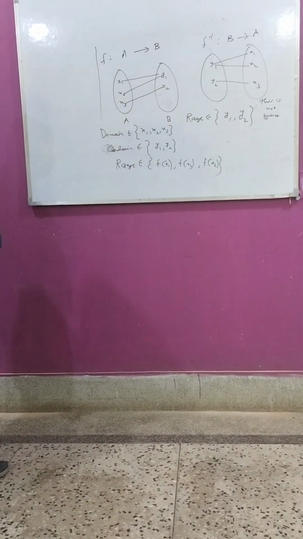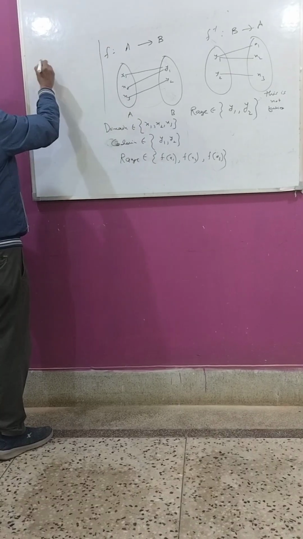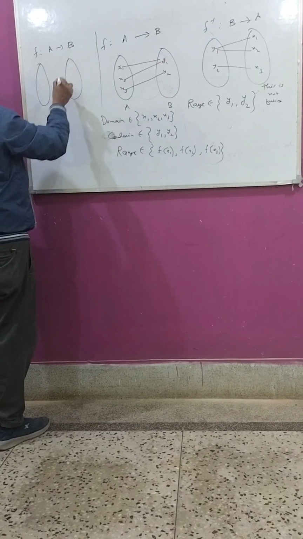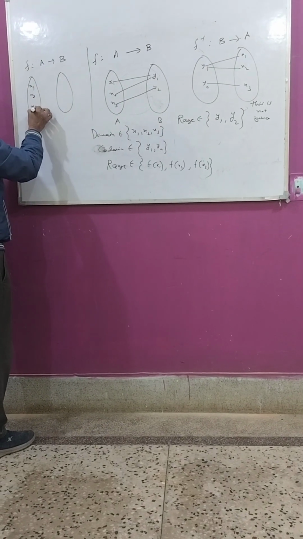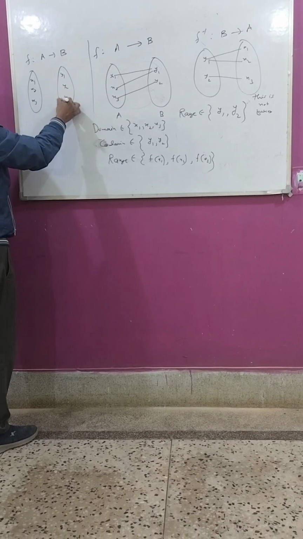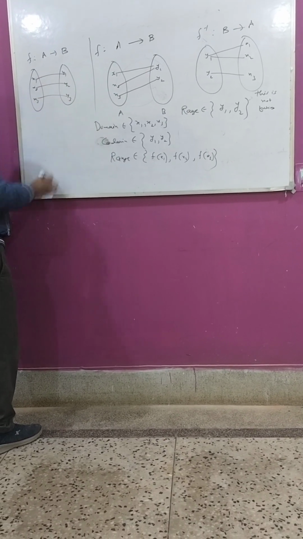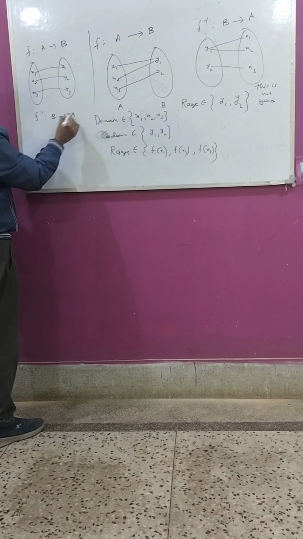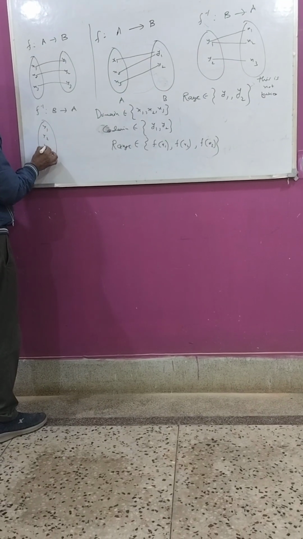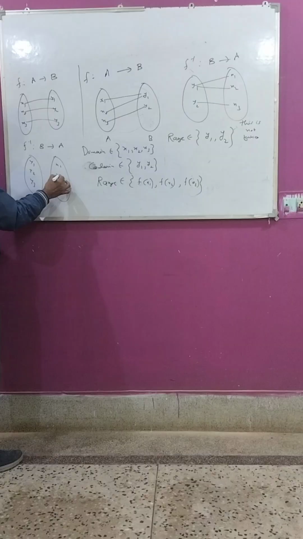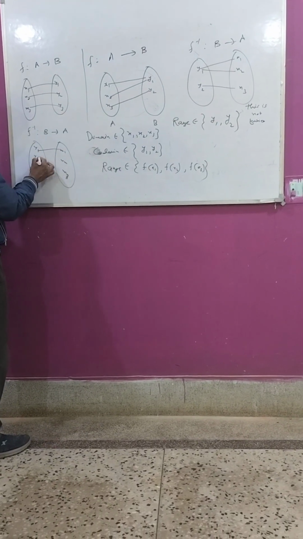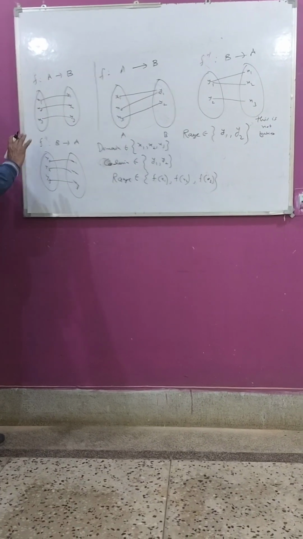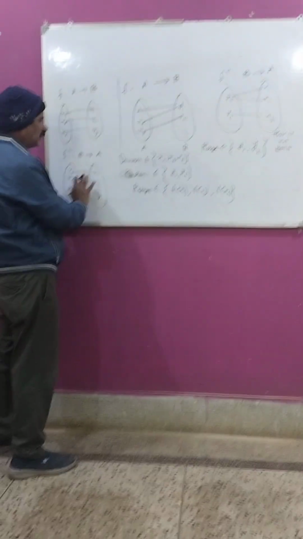That means you can say that the function has to be 1-1. Then only its inverse will exist. That means if it is x1, x2, x3 and this is y1, y2, y3, all the elements will be assigned 1 by 1. Then if it is f inverse, B to A, this will be y1, y2, y3, and this is x1, x2, x3. This is possible. This is one function. So here f inverse is possible.